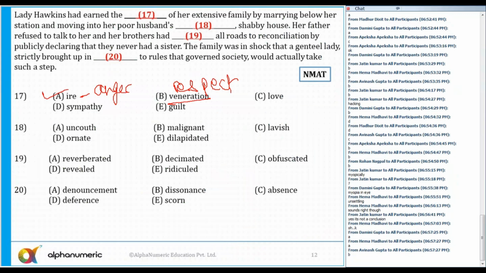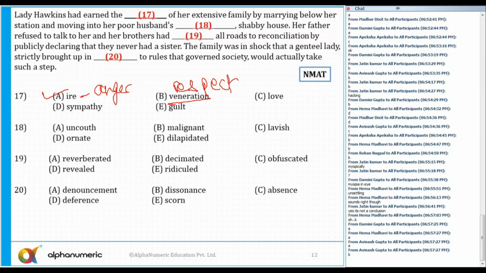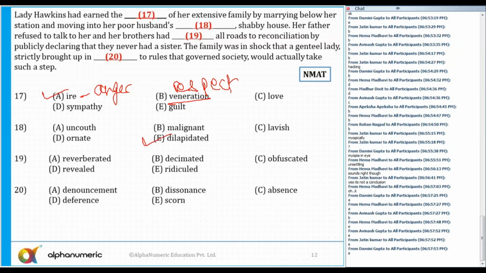So what kind of a house will a poor husband have? It has to be dilapidated. It can't be lavish and ornate. Lavish and ornate means very decorated. Malignant means deadly. Ornate and lavish means wealthy. Uncouth means rude. So not possible. Has to be dilapidated. Her father refused to talk to her, and her brothers had dashed all roads to reconciliation.